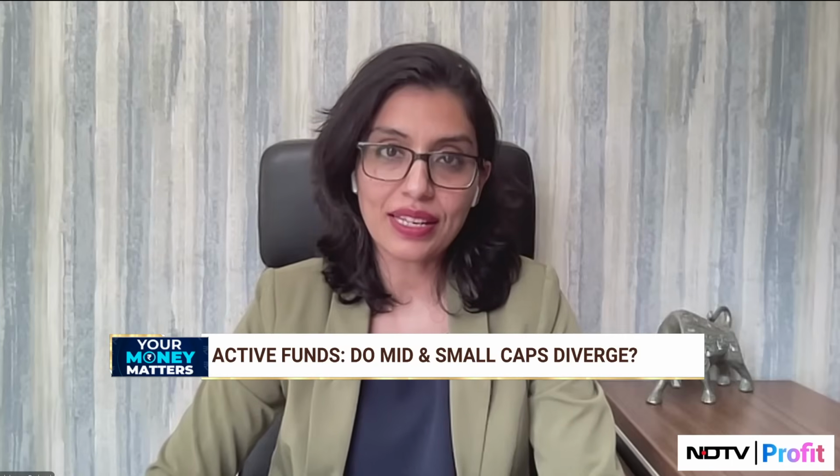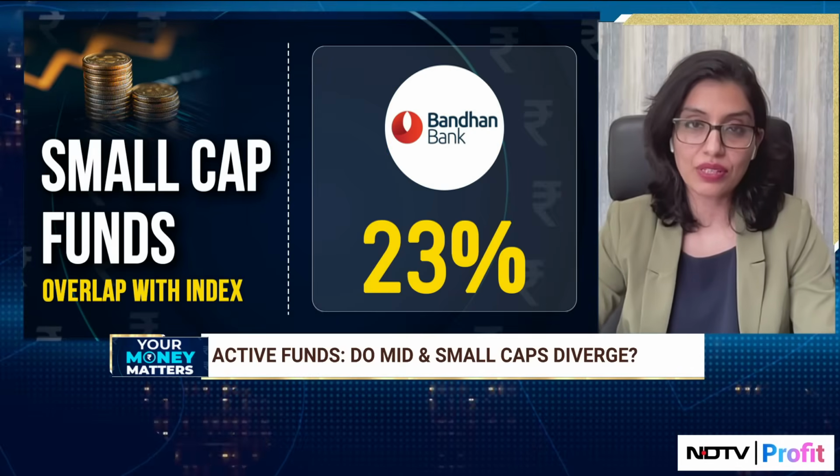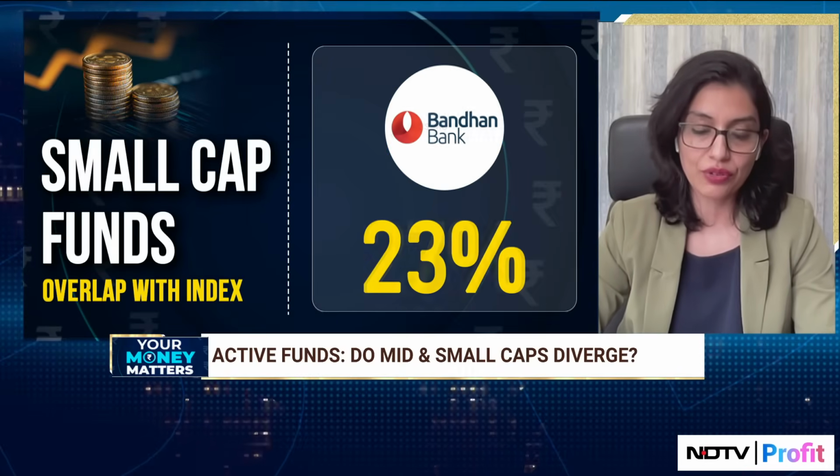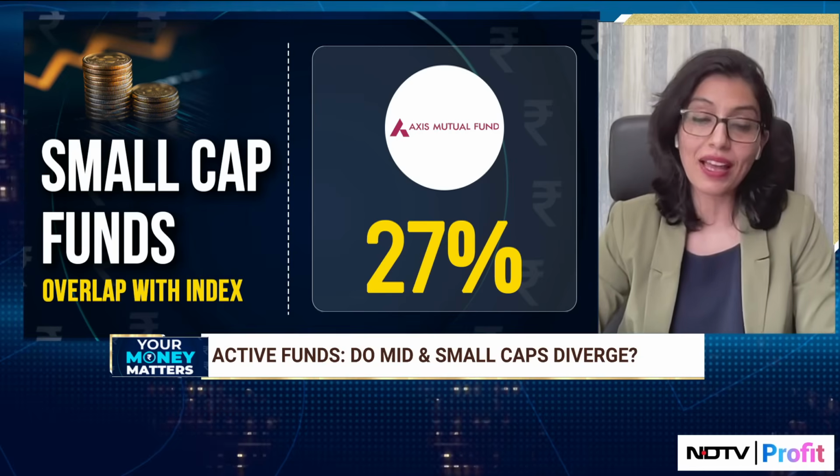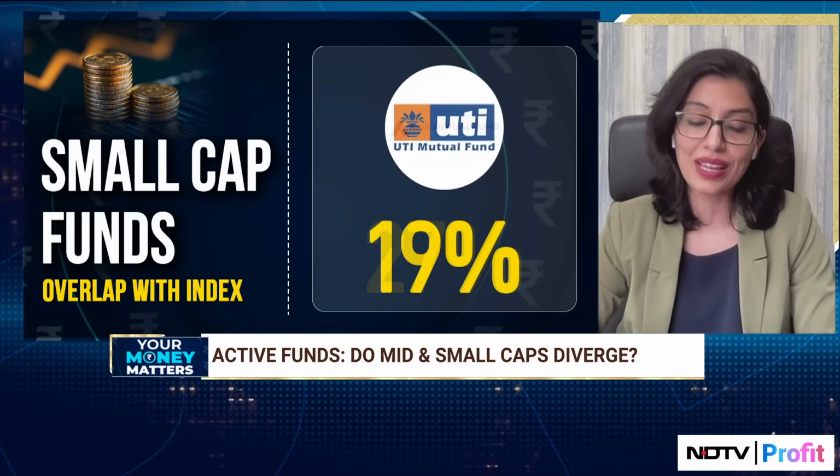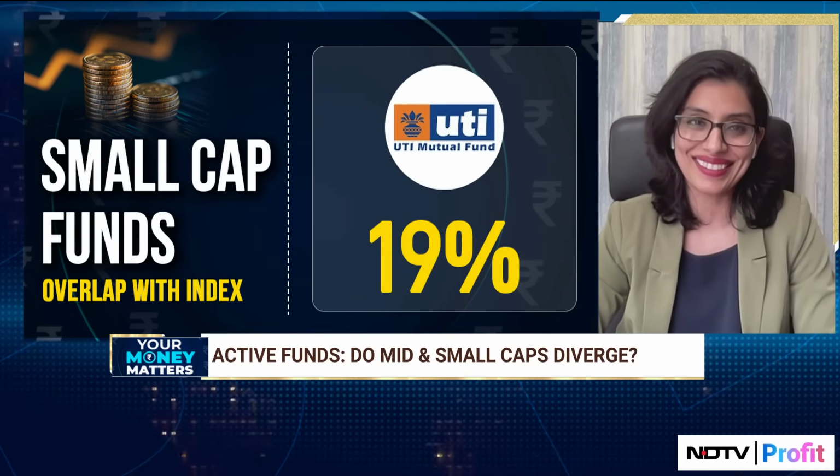Out of these, I would say we do have Bandhan as one of our recommendations, and Invesco currently. Axis also has been on the list for some time, although with a reduced allocation. So out of these five, three are there actually on our list as well.